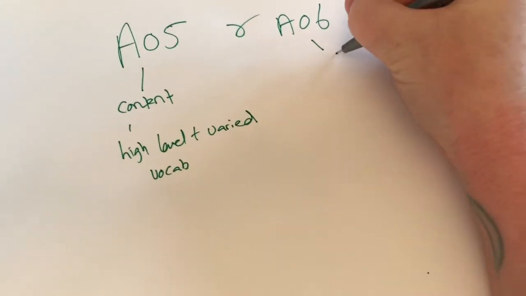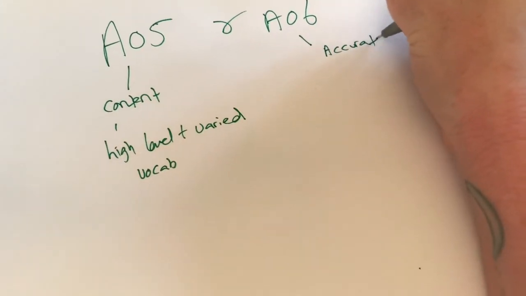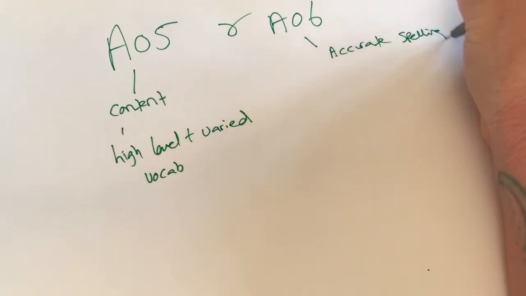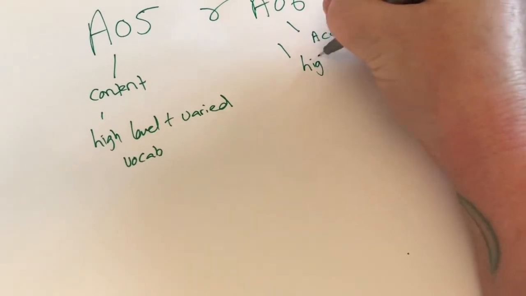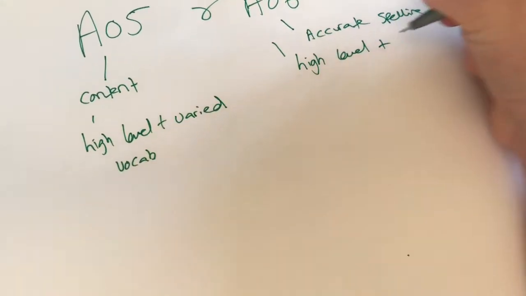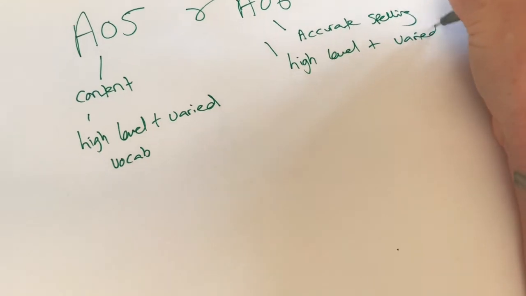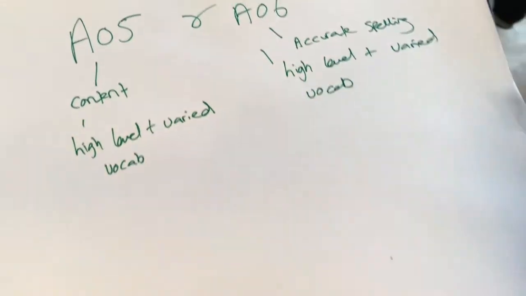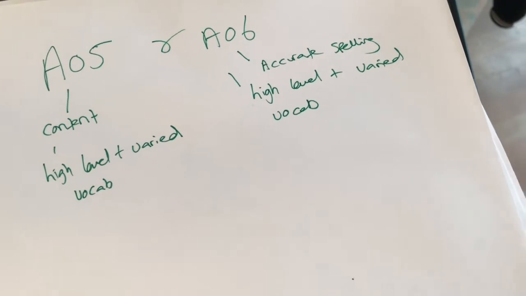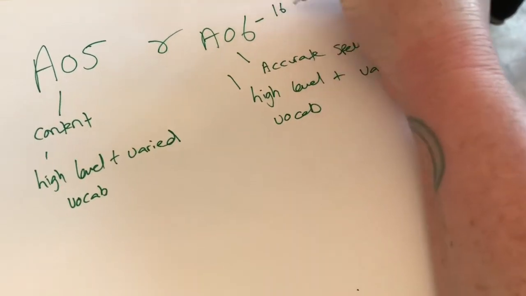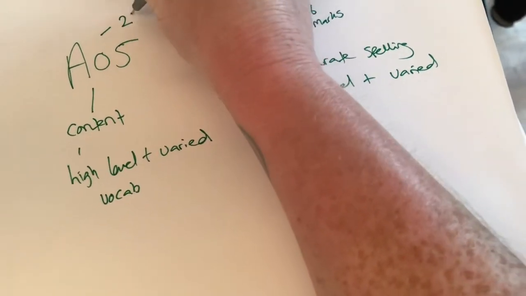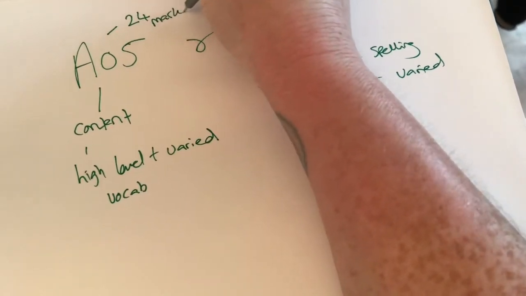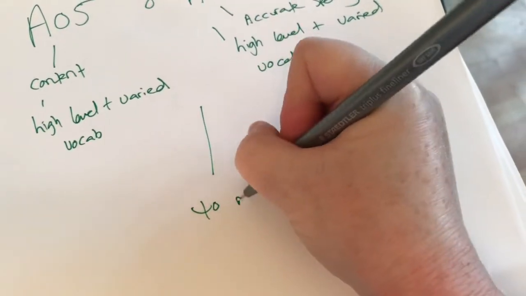Now AO6 is about accuracy. Accurate spelling, accurate punctuation, but we'll come to that later. And you also get a mark for, believe it or not, high level and varied vocab. So vocabulary is super important because you get lots and lots of marks for it. Remember, AO6 is worth 16 marks and AO5 is worth 24 marks. So overall, 40 marks. That's half your paper.